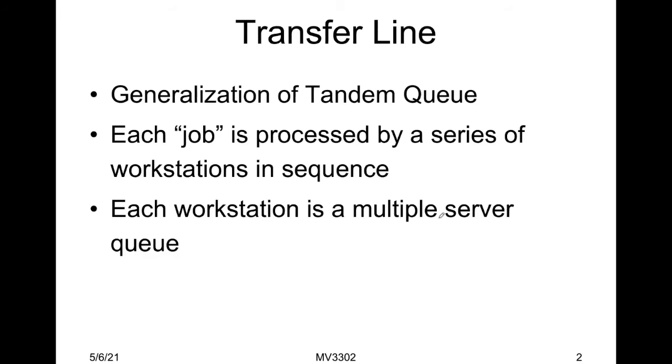Okay, first the transfer line. What the transfer line is, is a generalization of the tandem queue. Remember, last time we talked about how, instead of just having one bank of servers and then leaving the system, in the tandem queue the customers came, got served by the first workstation, then went to the second workstation, and then they were out. Which leads to the question, okay, what if there are 3? What if there are 4? What if there are n?